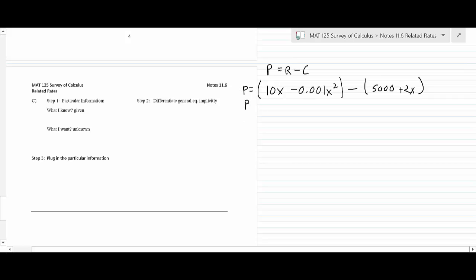Okay, so you just basically got like terms. So for your profit, I'm going to write this kind of in this order. I'm going to put the negative 0.001x squared. Now see, these are like terms. I'm going to write this as 10x minus 5,000 minus 2x. You got like terms, so you want to put the 10x and the 2x together. So it looks like your profit is going to be negative 0.001x squared plus 8x and then minus 5,000. Okay, so you weren't given the profit, but you were given the revenue and cost.